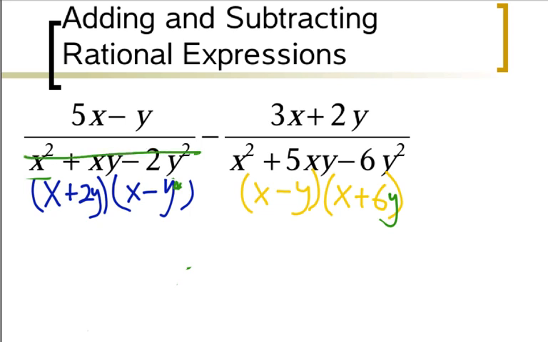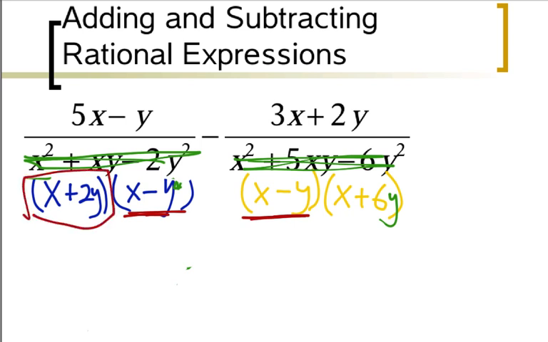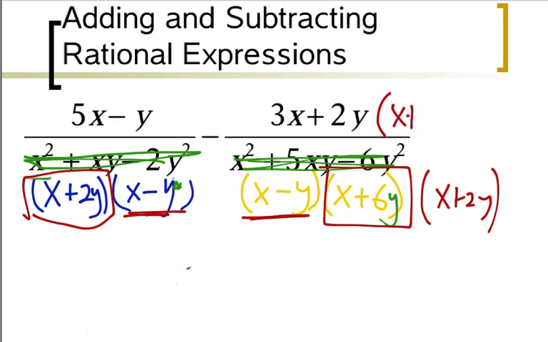Okay, so now our old denominators are really gone. Now we're just left with our factors. And what we want to recognize is they both have an x minus y. And what we need to recognize then is that this side has an x plus 2y, this one has an x plus 6y, which means the one on the right needs the x plus 2y. So I need to multiply that also to the top. And the second fraction needs the x plus 6y. So I need to multiply it on the bottom, and I need to multiply it on the top.